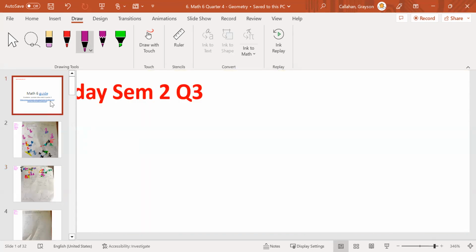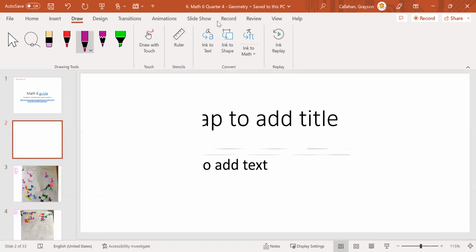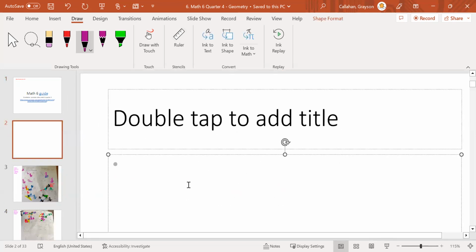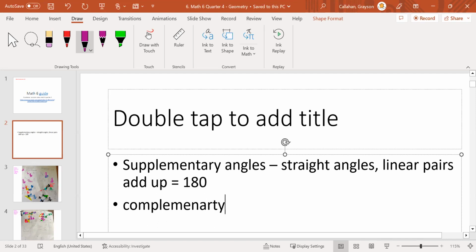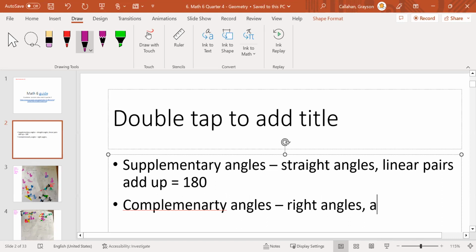Okay, we're gonna take a moment here and do this because you cannot be doing this and not know this. This is ridiculous. Supplementary angles are straight angles. They are linear pairs. And they add up to 180 degrees. Do you understand that? Complementary angles are right angles. And they add up to 90 degrees. Do you understand?